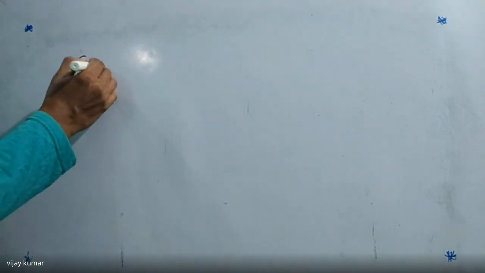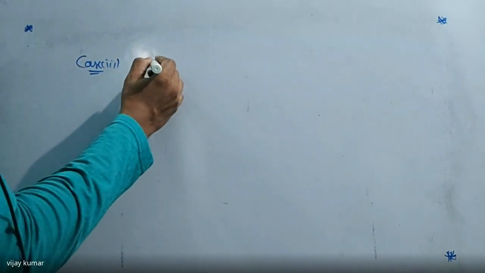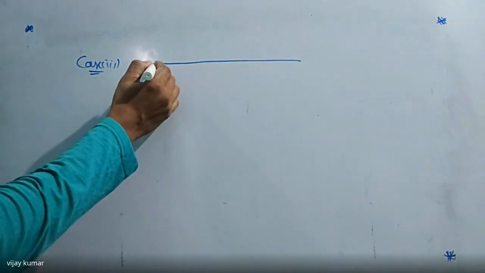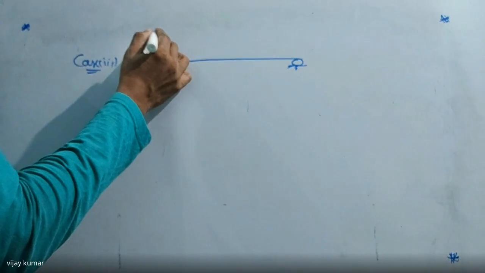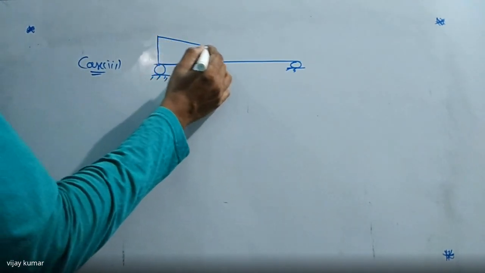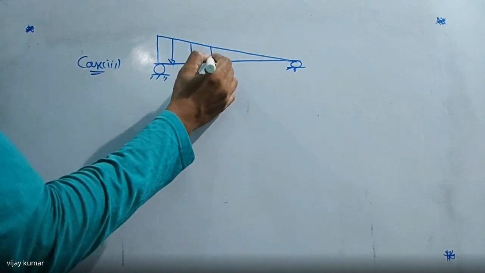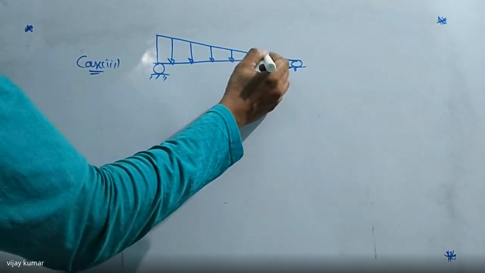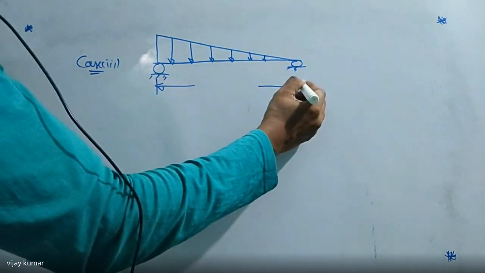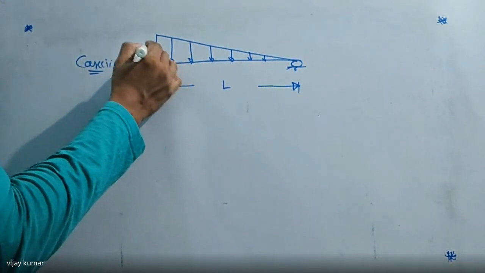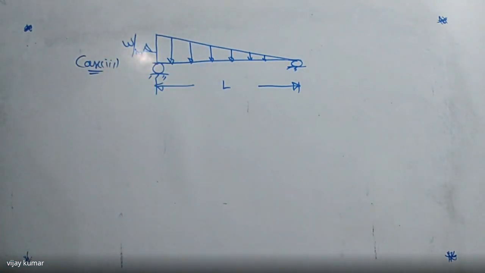The next is case number 3. That is nothing but a simply supported beam which is subjected to a uniformly varying load. This is the diagram for the uniformly varying load. So this is the length of the beam, and I'm going to take it here. This one is nothing but the maximum load W per meter. Got it? Right.